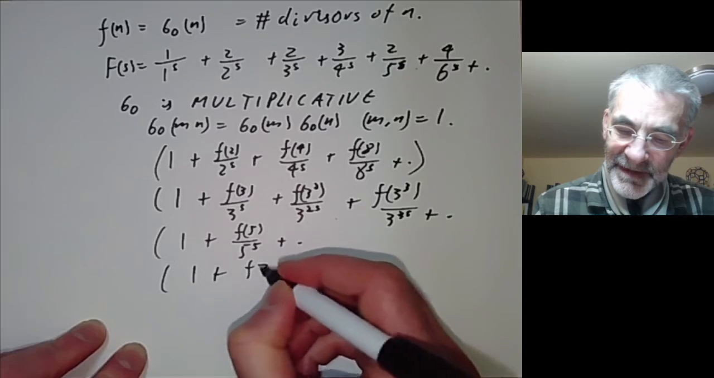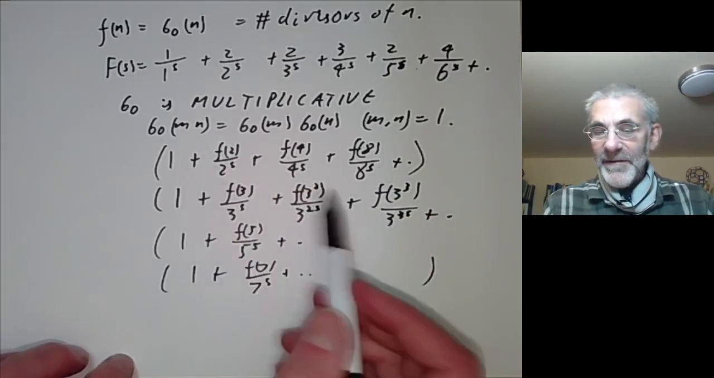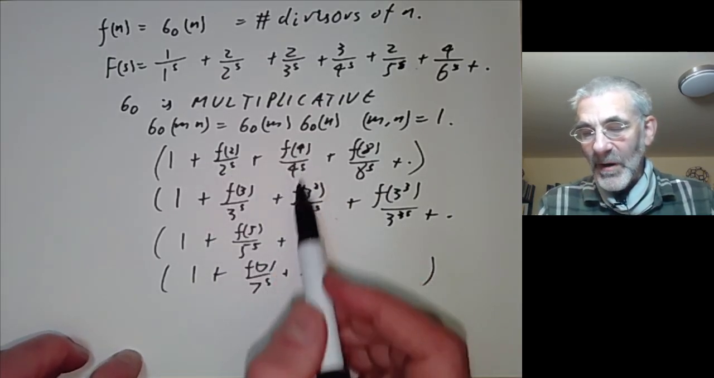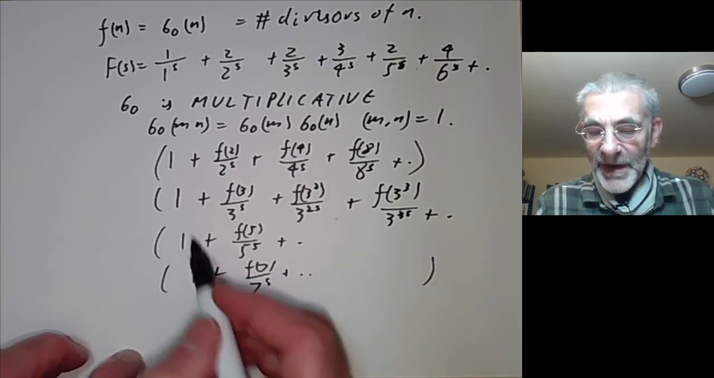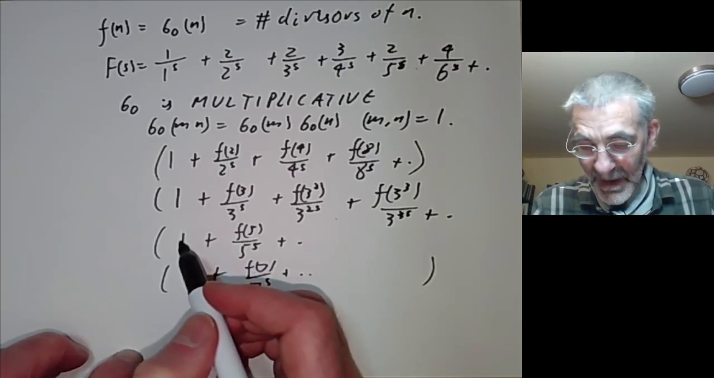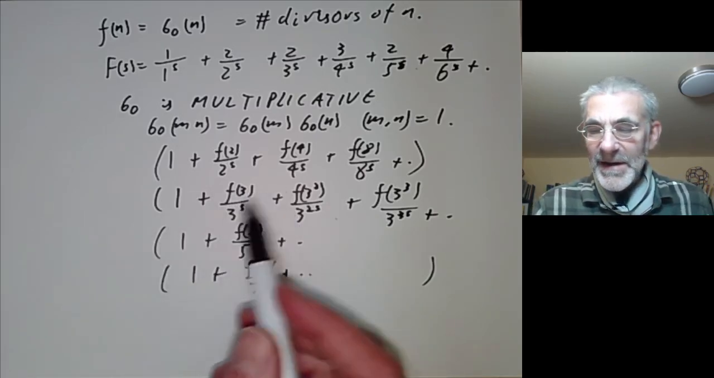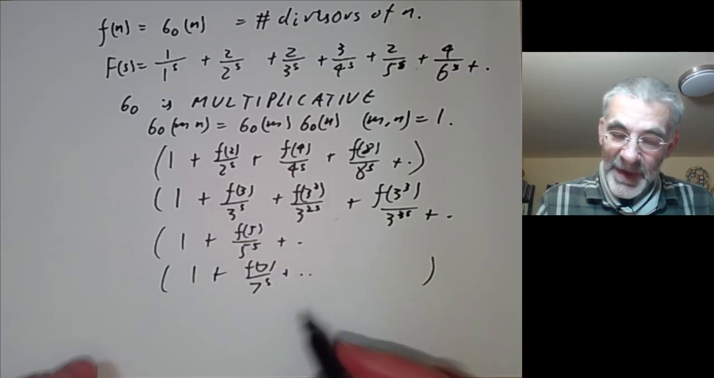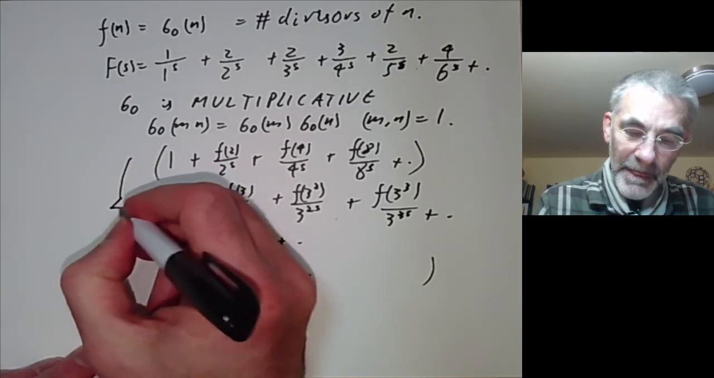1 plus f of 7 over 7 to the s, and so on. The convention is that when we have an infinite product like this, to form the infinite product we pick up one term from each factor, with the convention that for all but a finite number of factors we have to pick the term 1. If you do this analytically, you can make more sense of this, but we're just doing things formally.